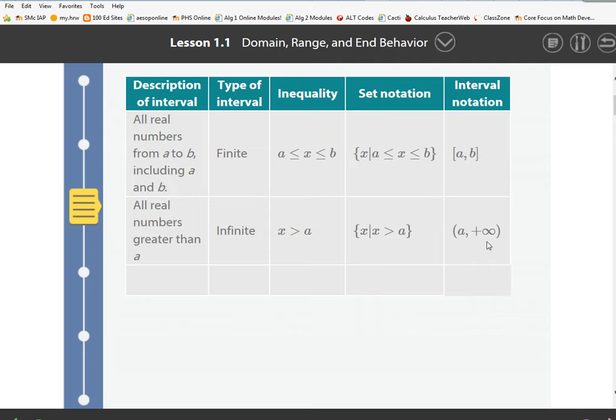Kirk, what do you think about that? Why do you suppose we have that infinity there? As long as it's bigger than a. Okay, good, because we're saying it's bounded on the left at a, but on the right at infinity, but infinity's not a number, right?